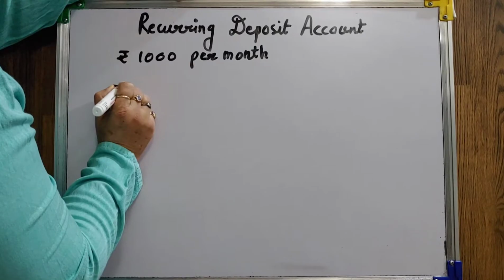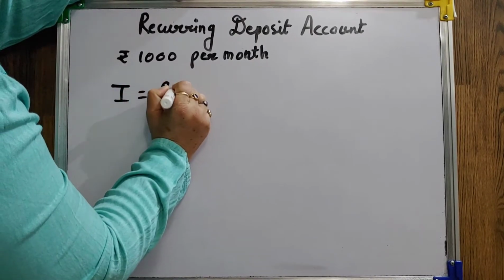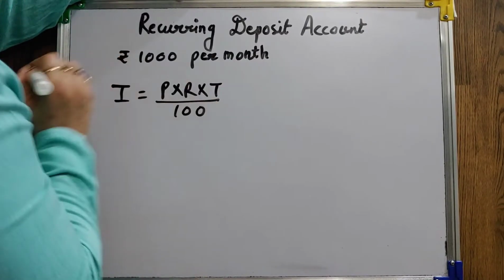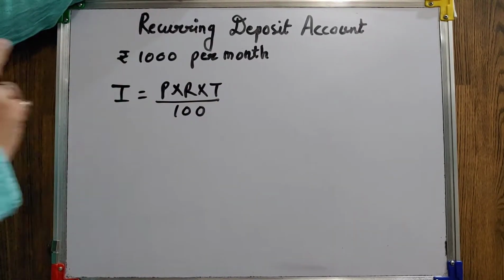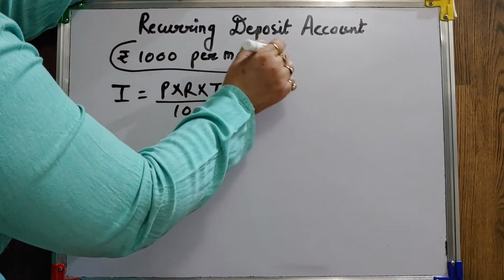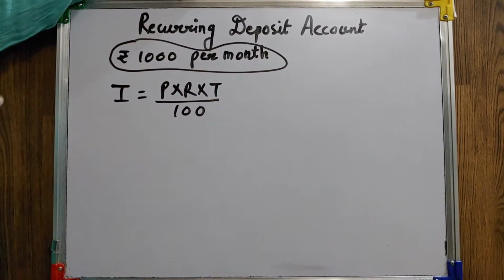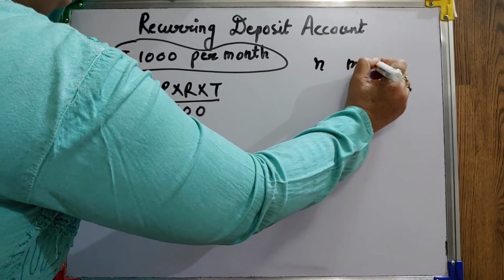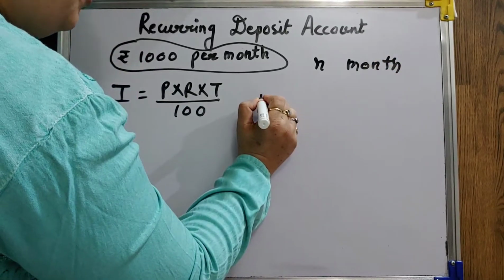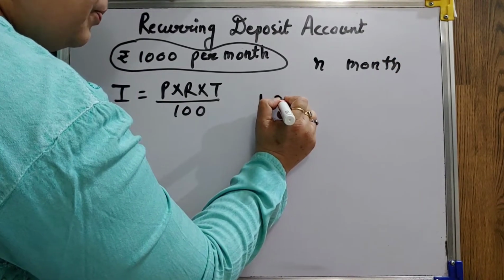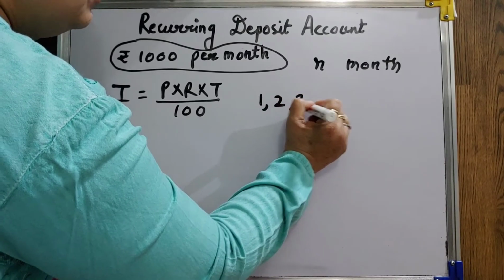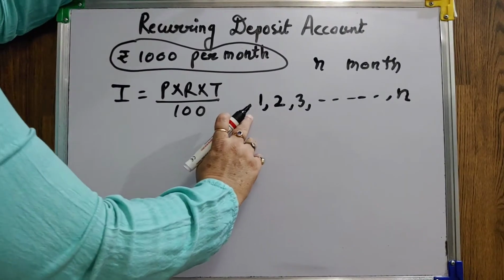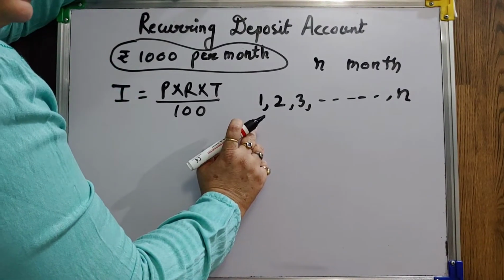Now, you know the simple interest formula, PRT upon 100, where P is the principal amount. But here our deposit is based on per month. For example, suppose my deposit is for n months. So the first month I am depositing 1,000, the second month also, the third month also, and like that till the nth month I will deposit. So you know it is an arithmetic progression.